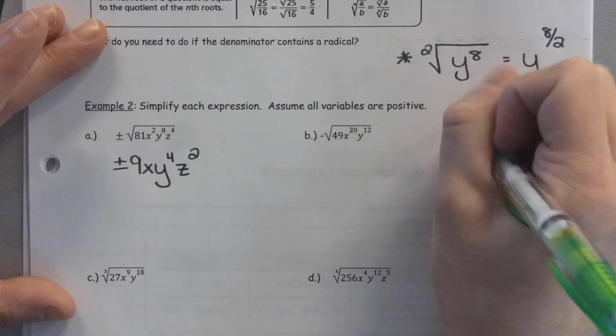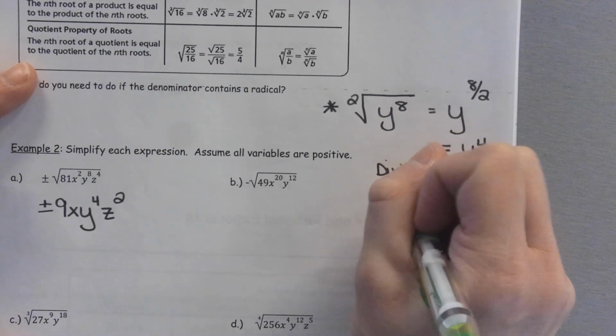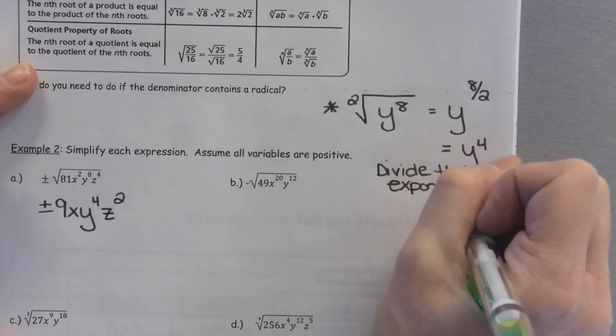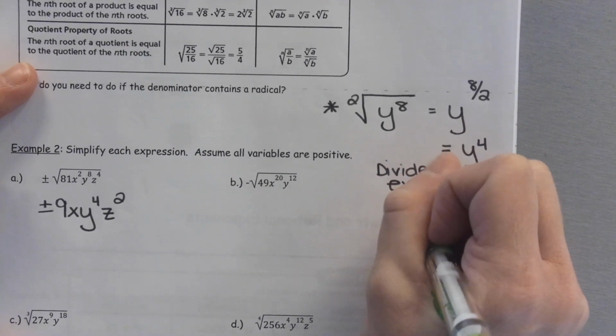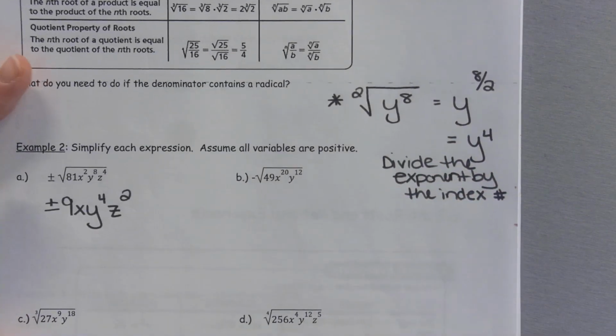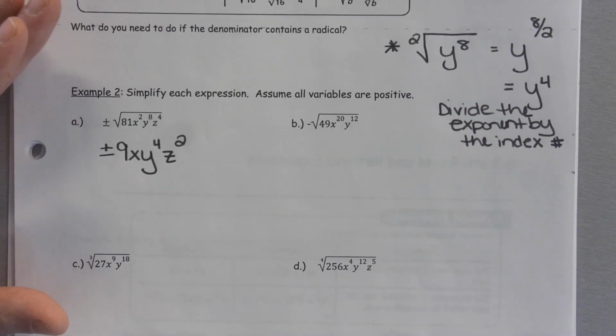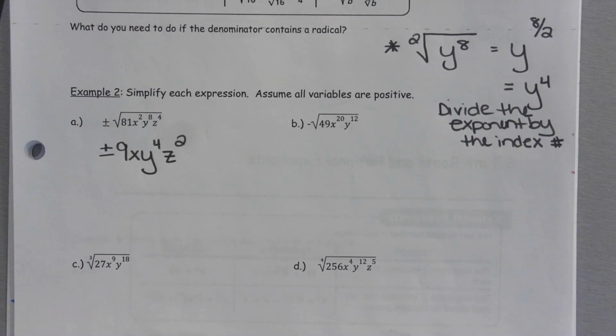So again, divide, and that's a note you can write over here too if you want. Divide the exponent by the index number. And notice that the first problem we did, and even the second problem we're going to do, is going to turn out all nice and perfect because everything's nicely divisible and nicely square rooted. We're going to start to get into situations where that's not the case, and those are the ones where people have a little bit trickier of a time.